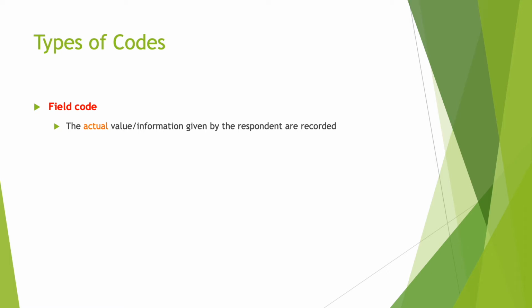Field codes pertain to the actual values or raw information given by the respondents on the field. Now, this information is recorded as is by the researcher or the research team on what is called the source document. There should be a corresponding source document for each study participant. Examples of field coding include recording the age, weight, and height of study participants.